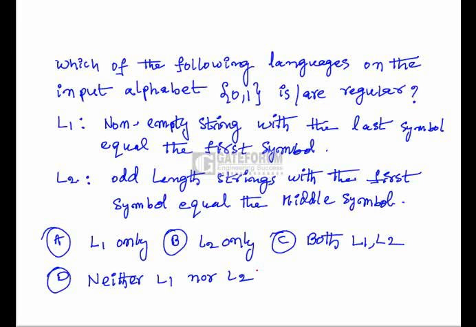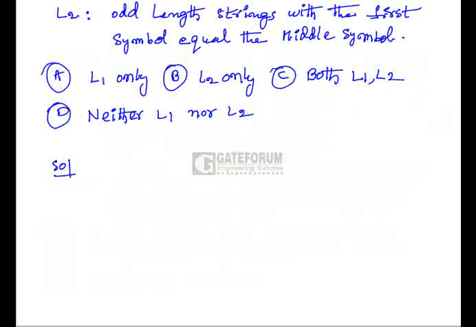Of the following languages on the input alphabet {0, 1}, which is regular? Two languages were given. L1 is non-empty strings with the last symbol equal to the first symbol. L2 is odd length strings with the first symbol equal to the middle symbol. So here in language L1 we have the strings with the last symbol equal to the first symbol.